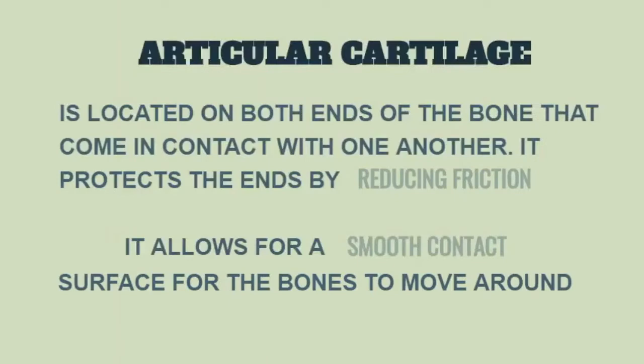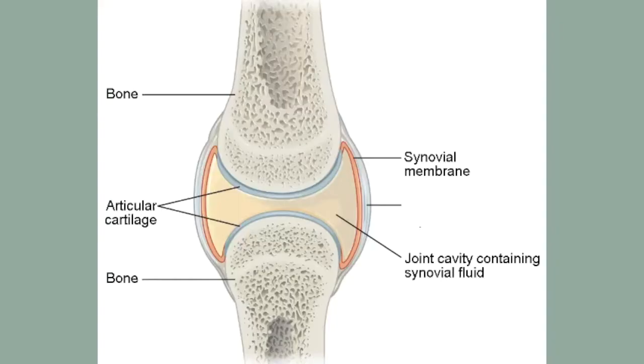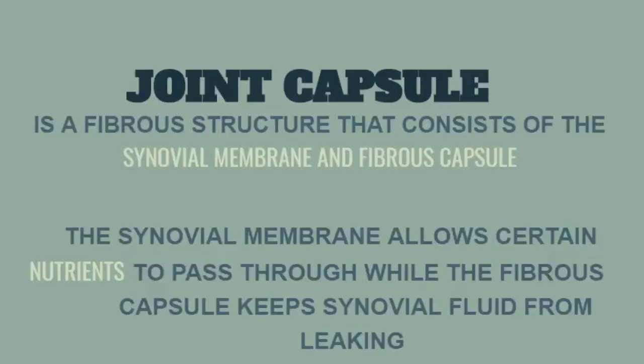Articular cartilage is located on both ends of the bones that come in contact with one another. It protects the ends by reducing friction. It allows for a smooth contact surface for the bones to move around. Joint capsule is a fibrous structure that consists of the synovial membrane and the fibrous capsule. The synovial membrane allows certain nutrients to pass through, while the fibrous capsule keeps synovial fluid from leaking.